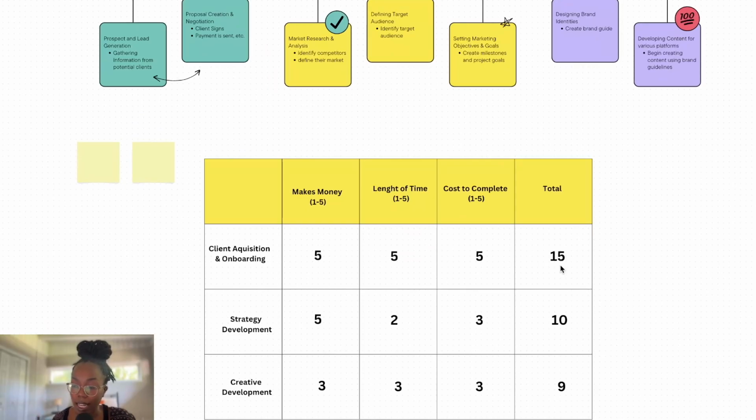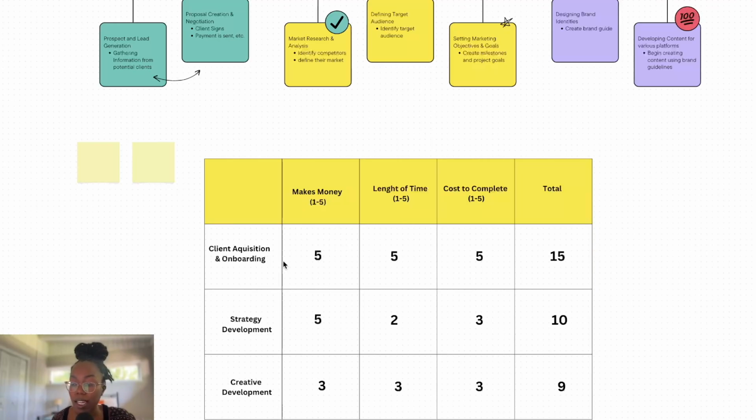So this is indicating that client acquisition and onboarding makes us the most money, obviously, because we make clients. It takes the longest amount of time because of all of the processes that we have to go through during the onboarding and the client acquisition. But then it also costs the most to complete because of the amount of time our employees are spending on this part of the process.